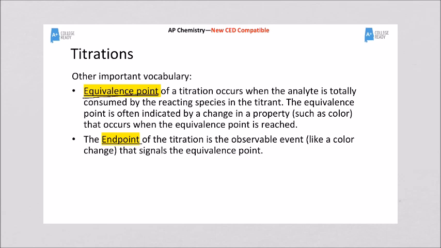And then it's like, well, how do we know when that's actually happening? We need some kind of property that will tell us. If it's a color change, a lot of times we'll add an extra substance called an indicator, which would change color to tell us when this equivalence point is happening. Or sometimes, like in a redox titration, one of the reactants that's involved actually changes color. So that tells us, hey, you're there, you need to stop the reaction, okay? It's over. So the endpoint is where you have this observable event like a color change.